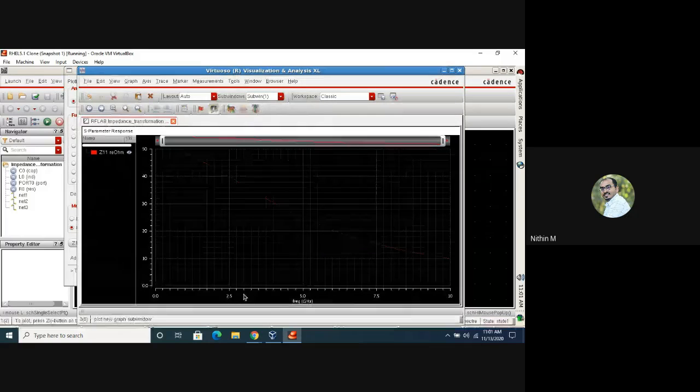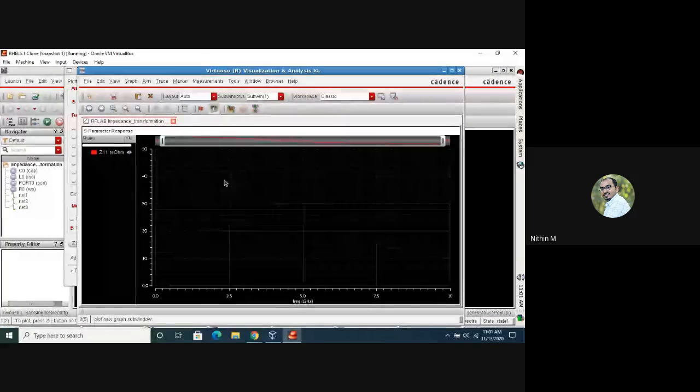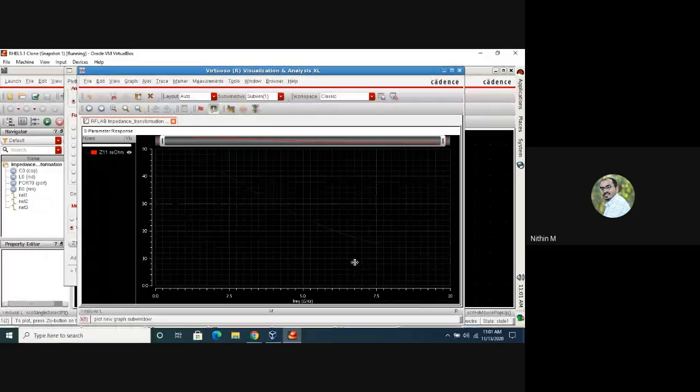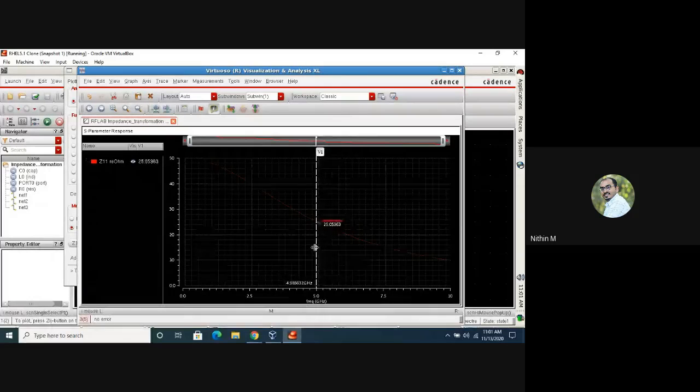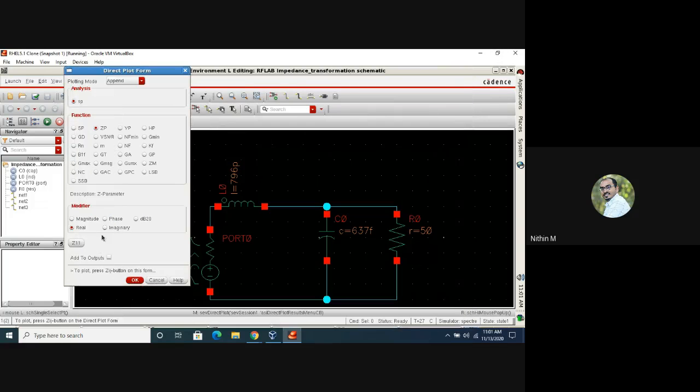You can see there is a plot here, and if I put a vertical trace around 5 giga, at 5 giga the impedance is close to 25. It is 24.98 is the real impedance. So this is the real component. Let me check the imaginary component also.